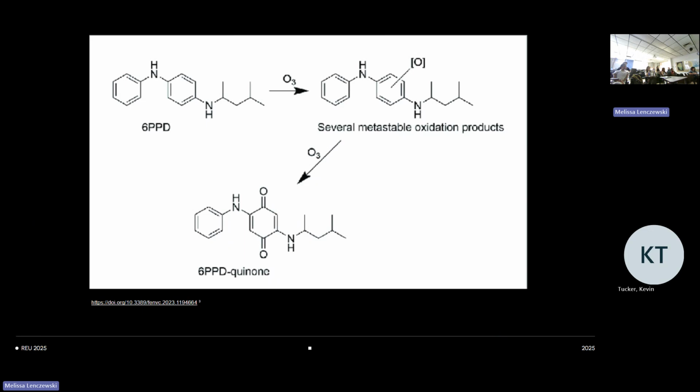Then here's that process. As 6-PPD interacts with the ozone or oxygen in the atmosphere, it goes through other metastable oxidation products, and then it will eventually become 6-PPDQ in the end, which is the contaminant.